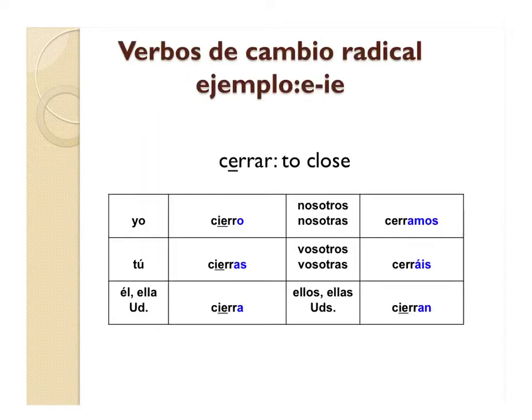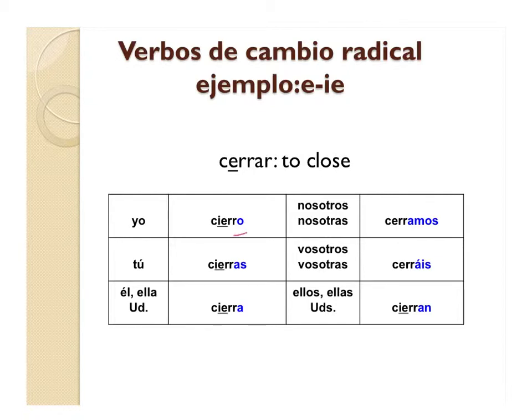Pues, entonces, verbos de cambio radical. Let's take a look here. We'll start with our first example infinitive, which is cerrar. Cerrar means to close. And here's how it shows up when we conjugate it in Spanish. If you take a look here at the conjugation, you'll see that as far as the endings go, I've treated it like any other AR verb.